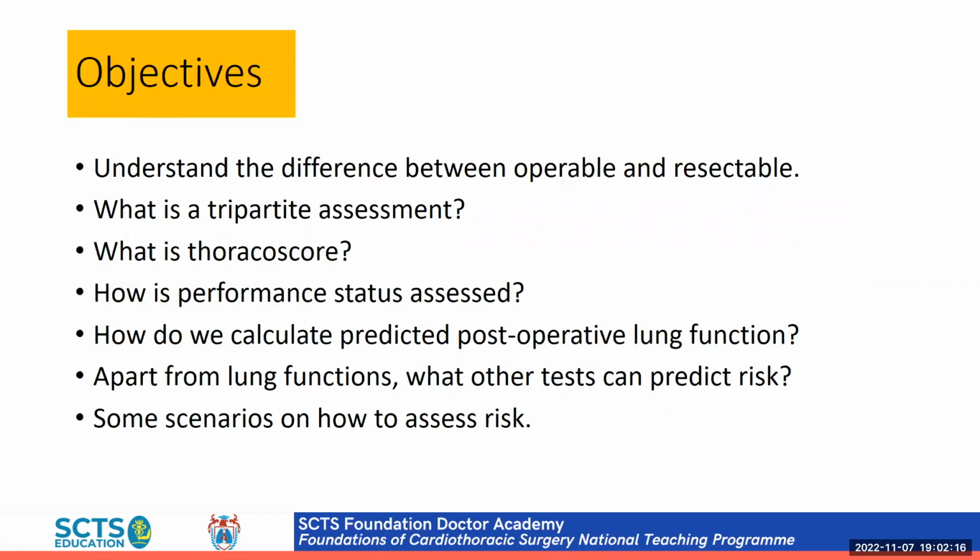So the objectives of the talk this evening are to understand the difference between what is operable and what is resectable. What do we mean by tripartite assessment? What is Thoracoscore, something that we use like the Euroscore for cardiac surgery? What is performance status and how is it assessed? How do we calculate predicted post-operative lung function? And apart from lung function, what other tests can predict the risk from a thoracic surgery perspective? And then we're going to discuss some scenarios just to see how we can apply what we have learned.